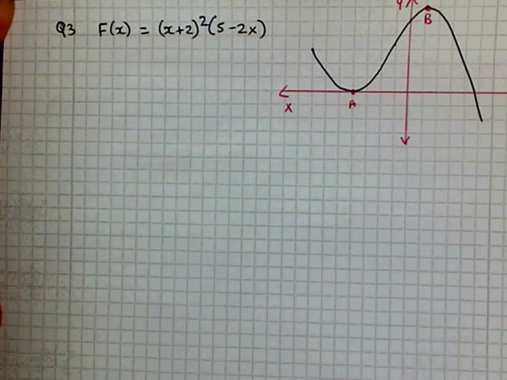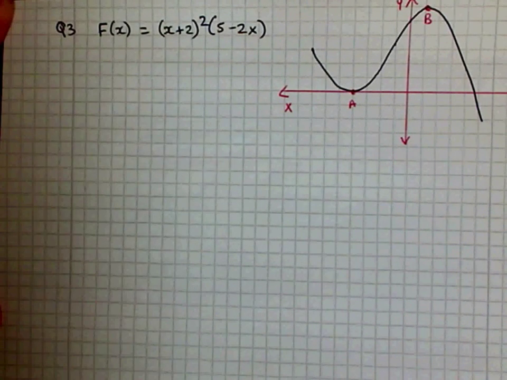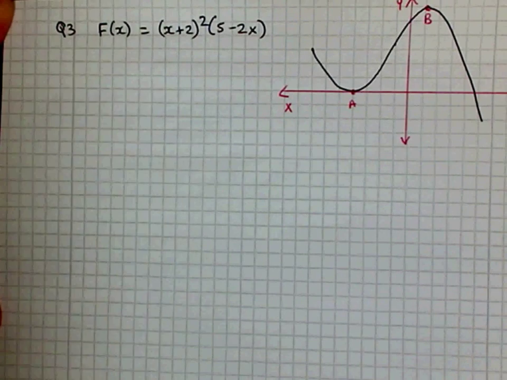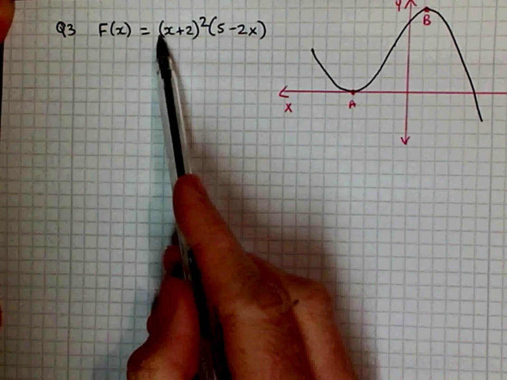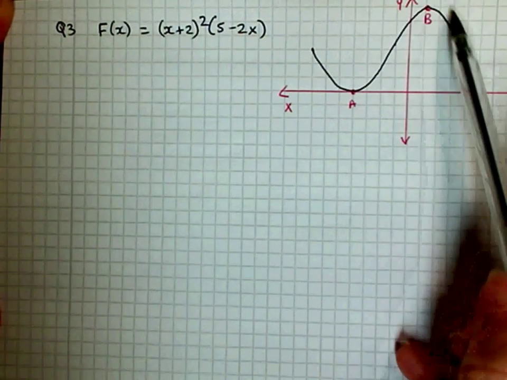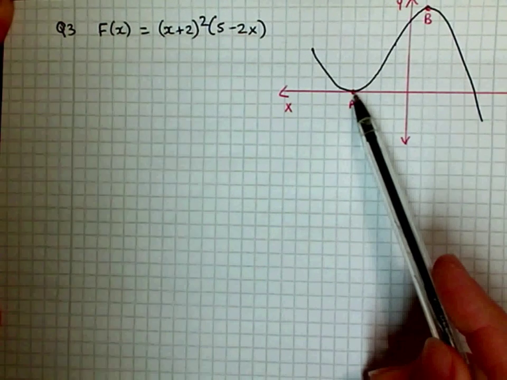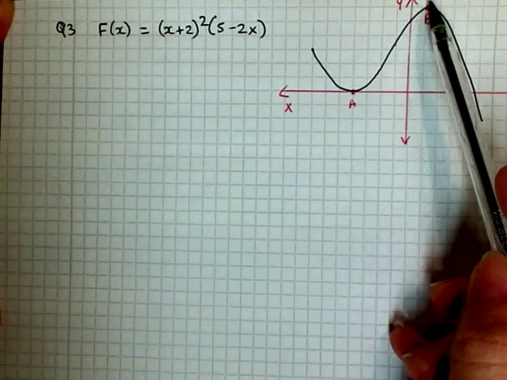So 5th year summer test, question 3, part A. Find the coordinates of the local minimum A and the local maximum B of the function that is given. Okay, so there's the function, and there's just a rough sketch of the graph of the function, and we're looking for the minimum point and the maximum point.